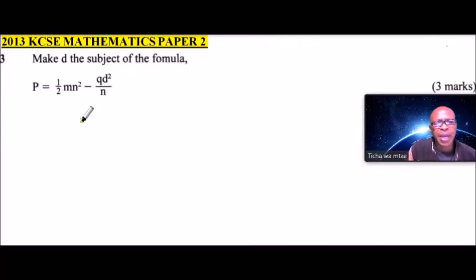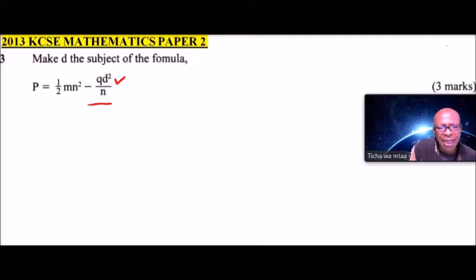So we are told make d the subject of the formula. P equals a half mn squared minus qd squared, all divided by n. So what you do is, this is the d that we need to make the subject of the formula.